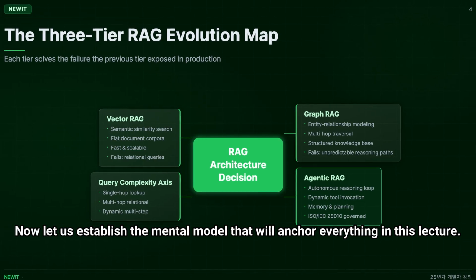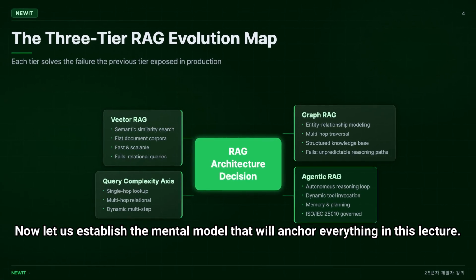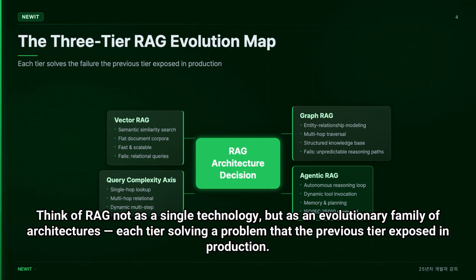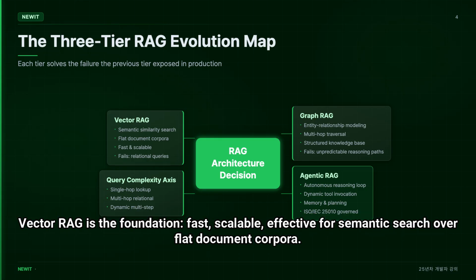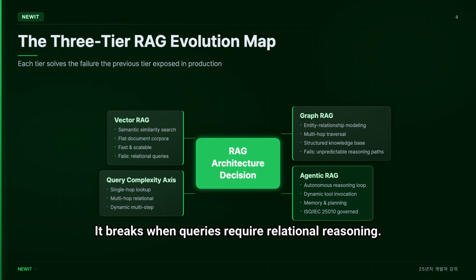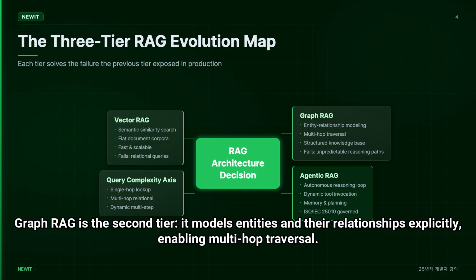Now let us establish the mental model that will anchor everything in this lecture. Think of RAG not as a single technology, but as an evolutionary family of architectures, each tier solving a problem that the previous tier exposed in production. Vector RAG is the foundation, fast, scalable, effective for semantic search over flat document corpora. It breaks when queries require relational reasoning. Graph RAG is the second tier. It models entities and their relationships explicitly, enabling multi-hop traversal.